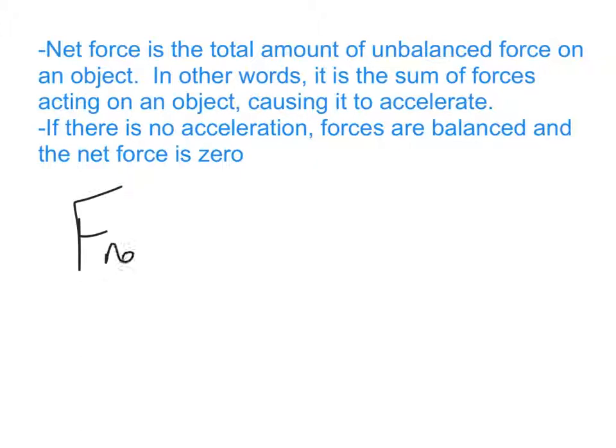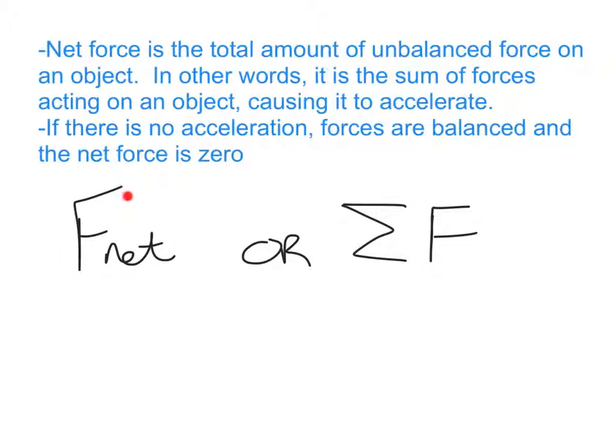The symbol for net force, you can either use F with a subscript of net, F net, or you might see sigma F, and that just means sum of the forces. Sigma is a little bit harder to draw, so most of the time you'll see me using F net. That seems to be what most people like to use. But if you ever see sigma F, that's saying the same exact thing as net force. So if your net force or sum of the forces is zero, then there is no acceleration, forces are balanced. Otherwise, Newton's second law is going to deal with an unbalanced net force.